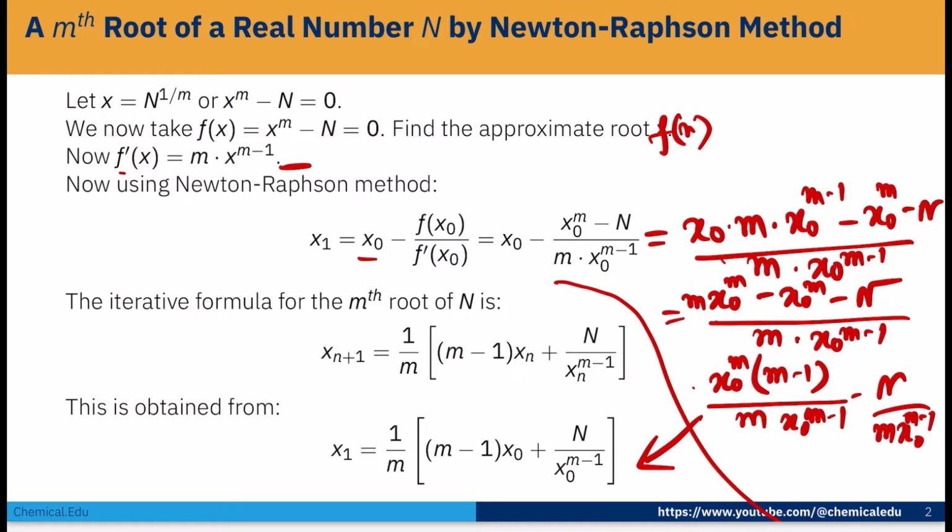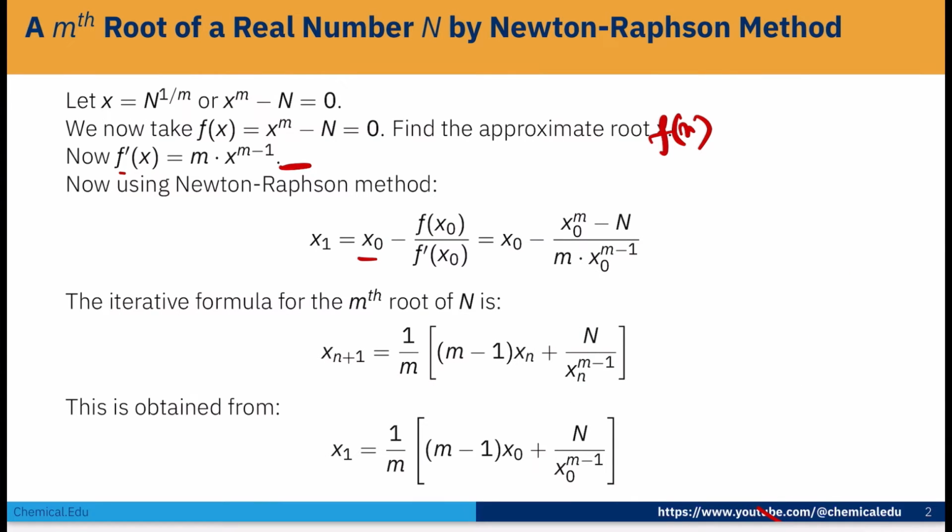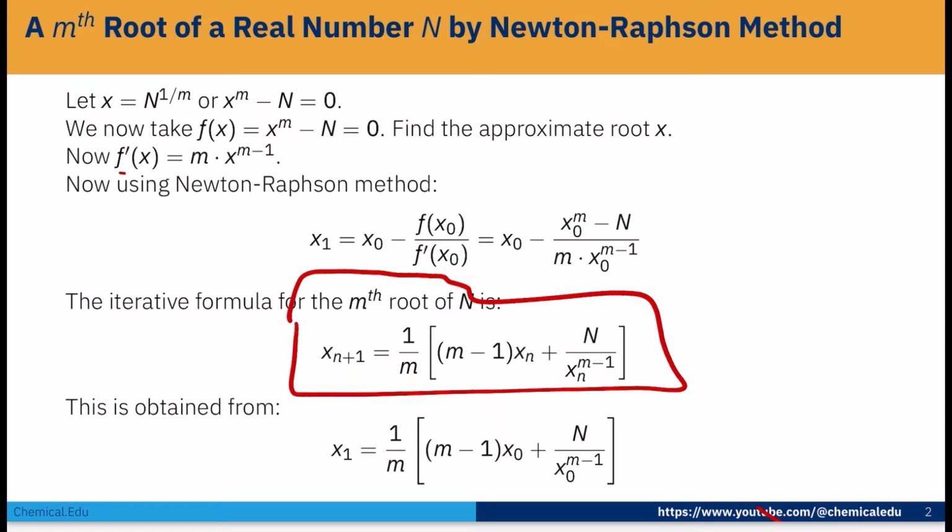So x1 is equal to 1 by m, (m minus 1) x0 plus n by x0 to the power m minus 1, and if I take xn plus 1, that will be 1 by m, (m minus 1) xn plus n by xn^(m minus 1). So this is the formula we got, a very easy formula. So for n iterations, the mth root of n will be x(n+1) equals 1 by m, (m minus 1) xn plus n by xn^(m minus 1).